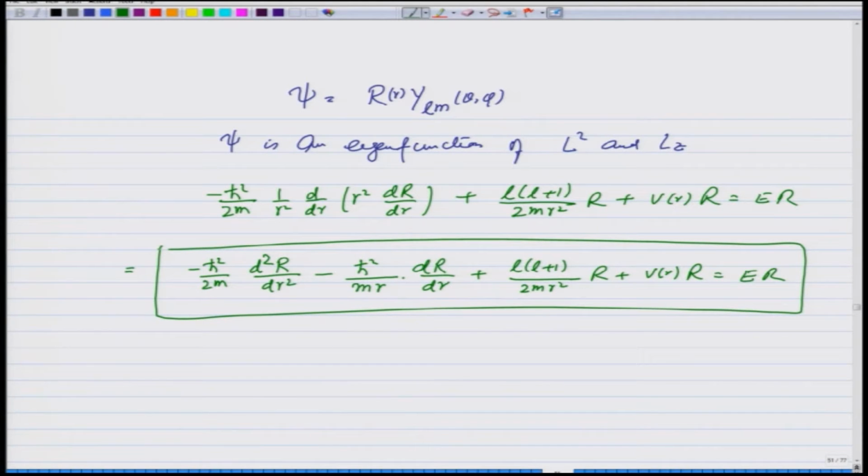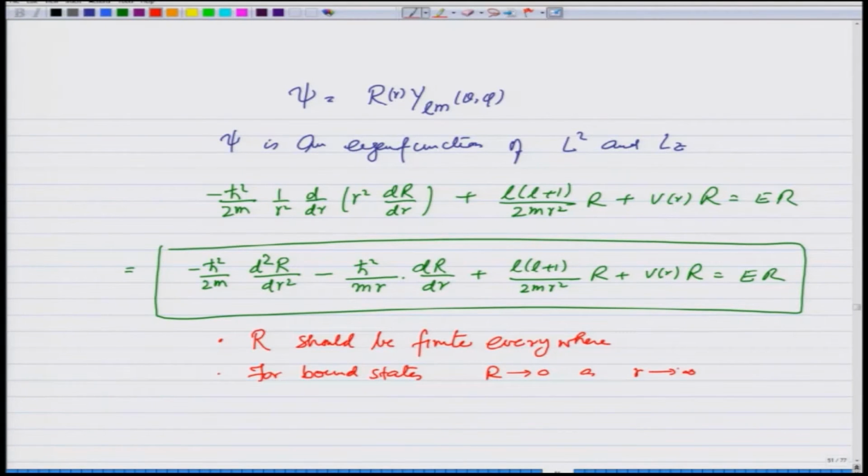Now, this equation involves both the second derivative and first derivative of R(r). We would like to simplify it, but before that let us say that R(r) should be finite everywhere, because ψ should be finite. Whatever solution I find, R(r) should be finite everywhere, including r equals 0 and r going far away. For bound states, R(r) should go to 0 as r goes to infinity, because for bound states the particle cannot escape to infinity.